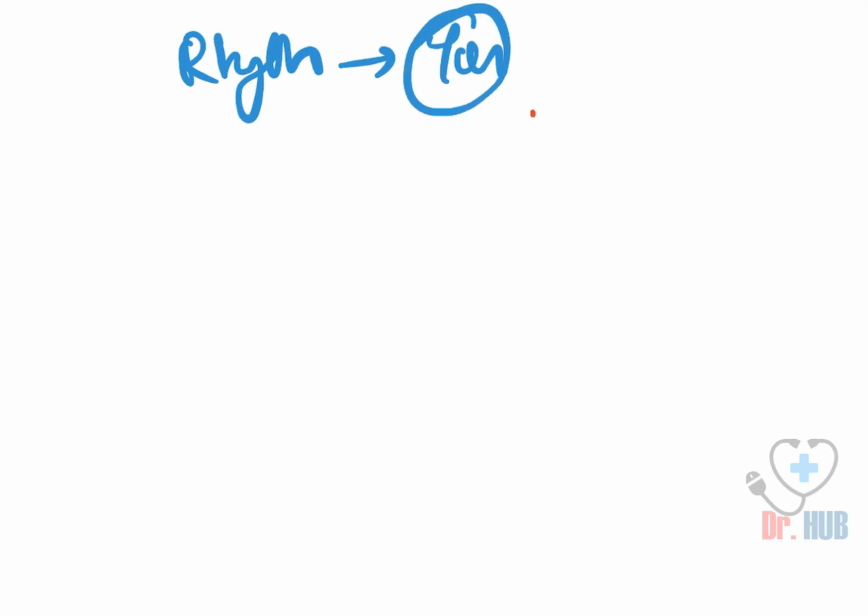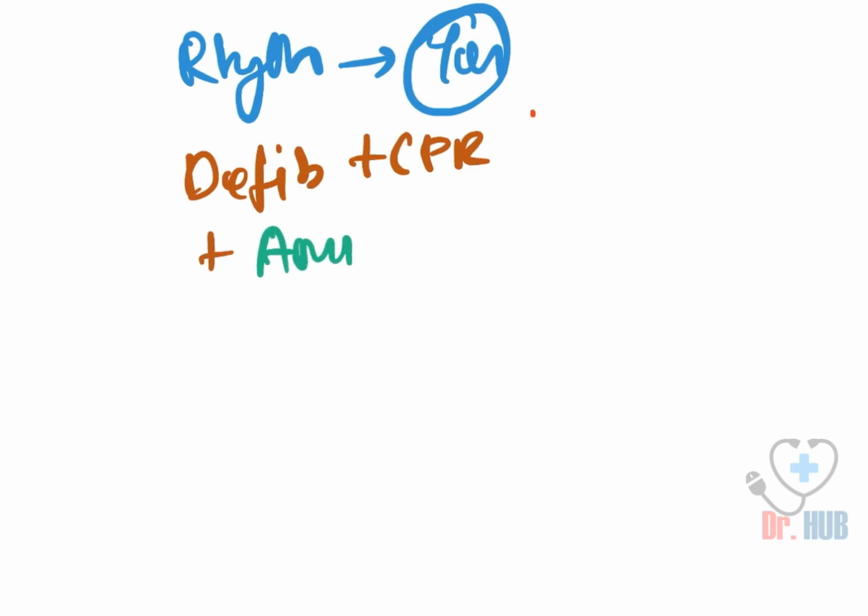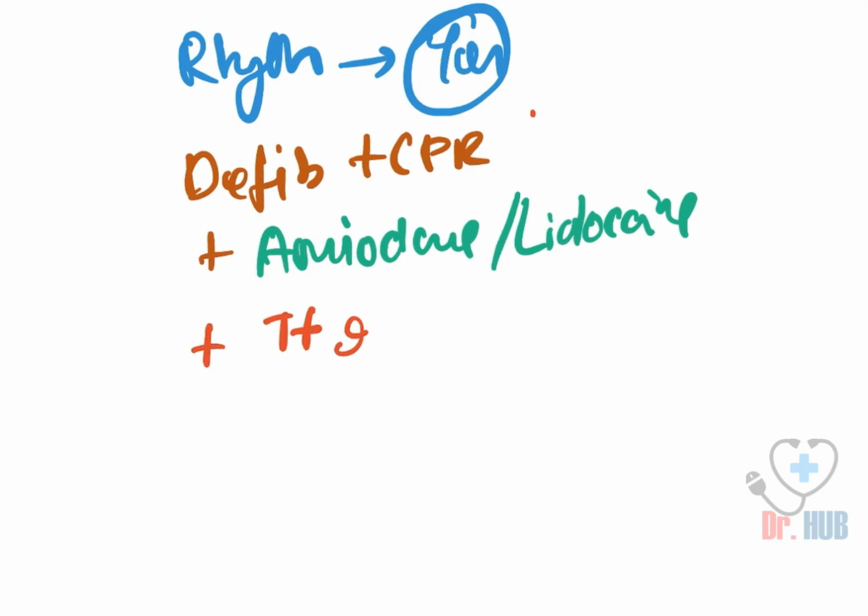Next, we check if the rhythm is shockable. We saw if it is non-shockable. So now we look for the rhythm being shockable. In case yes, the rhythm is shockable, we again do a defib and CPR for 2 minutes. Then we add the amiodarone, or lidocaine can be used. Then we treat the reversible causes.